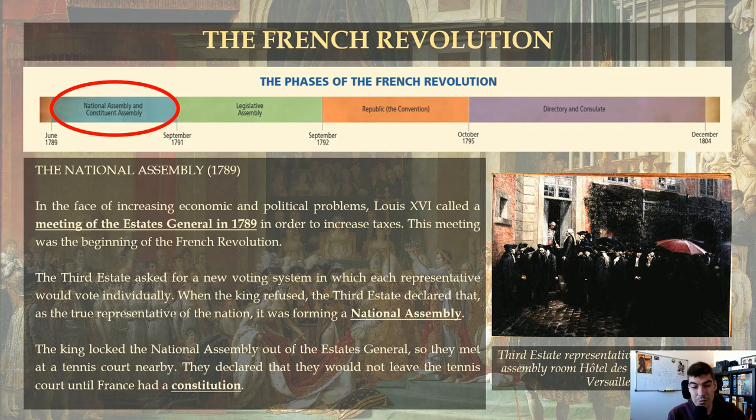What did the king do? He locked the representatives of the third estate, the National Assembly, out of the States General. So they met at a tennis court which was nearby, and they declared that they would not leave the tennis court until France had a constitution. They were inspired by the Americans, and this is called the Tennis Court Oath.